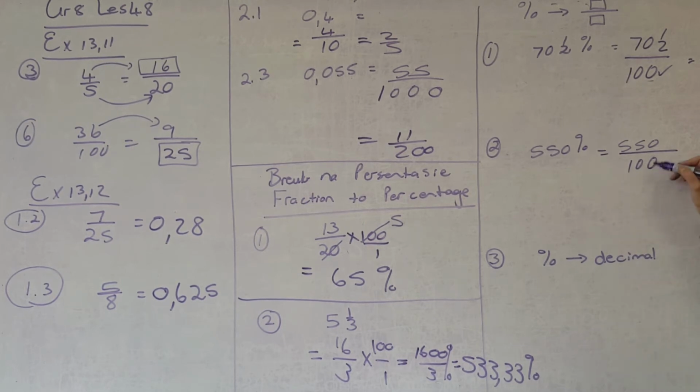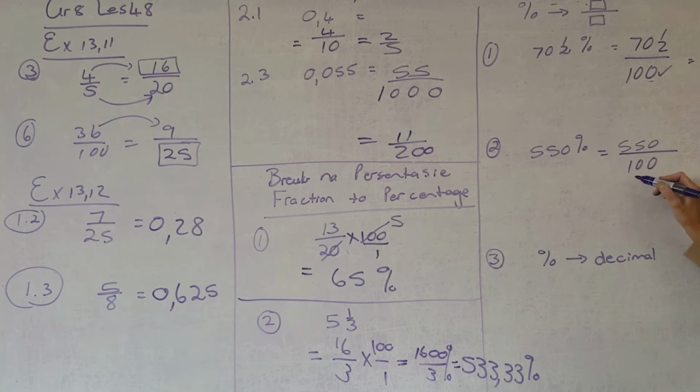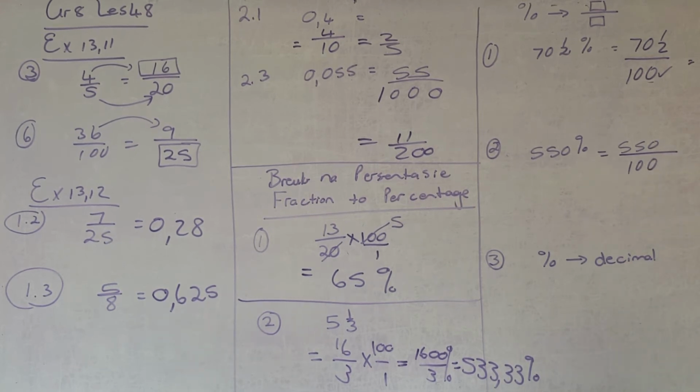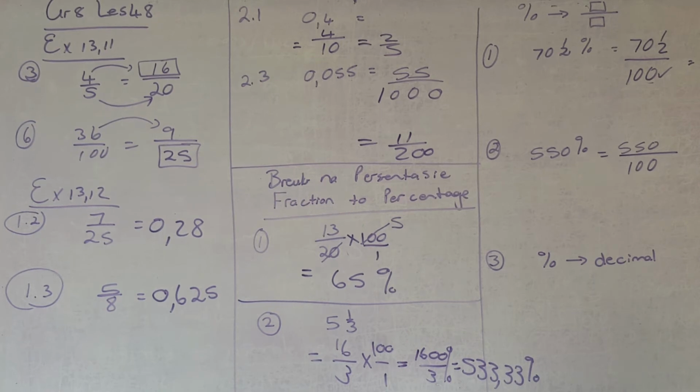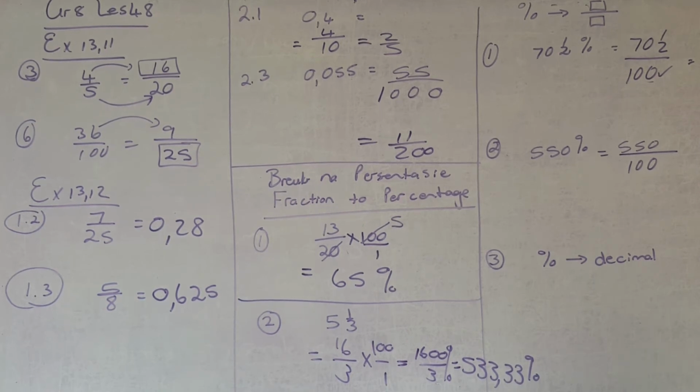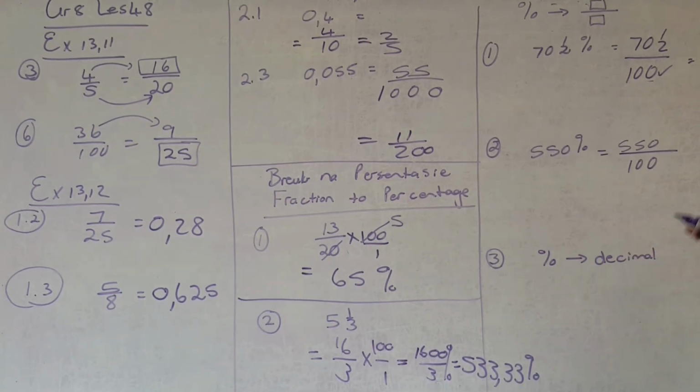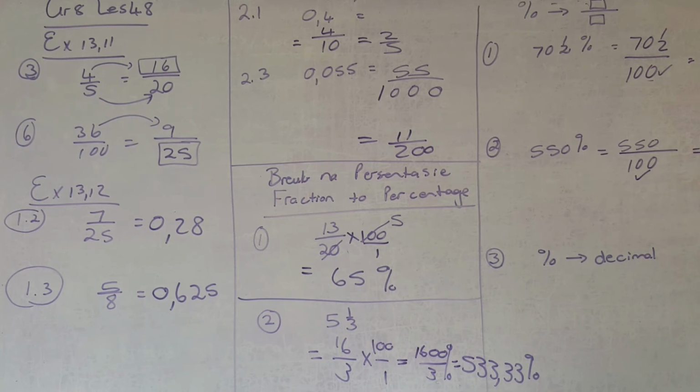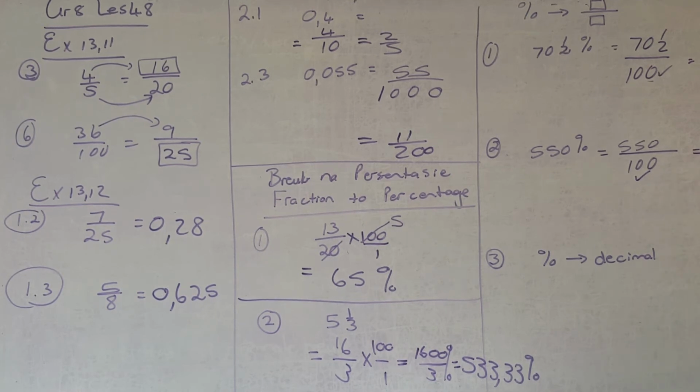What would that be? You can cancel out. You can divide by 5. You're going to get 11 over 2. Your calculator is going to say 550 over 100 gives you 11 over 2. So whether I did it with my own brain or with a calculator, I get to the same thing. But it's about putting it over 100 en kry jy jou antwoord.